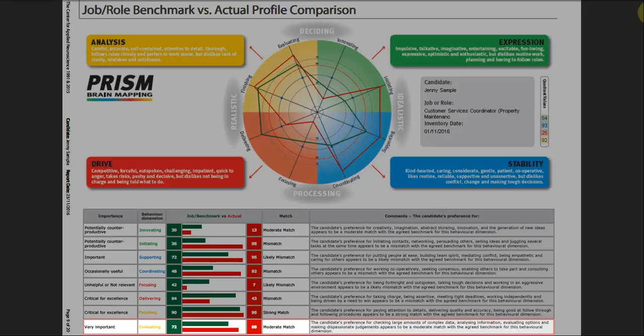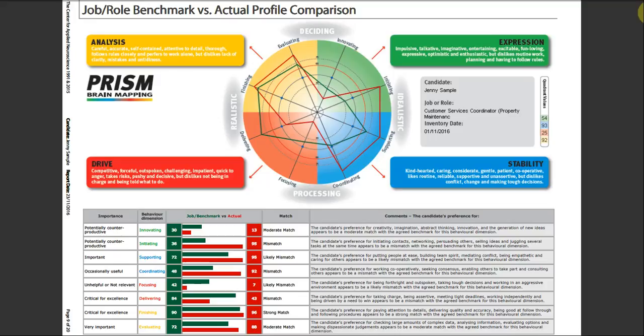Evaluating: a preference for checking large amounts of complex data, analysing information, evaluating options and making dispassionate judgments. The role requires a score of 72 and is important to the role. The candidate's score is at 88, so a lot higher. But it is feasible the candidate could flex down, so this is marked as a moderate match.